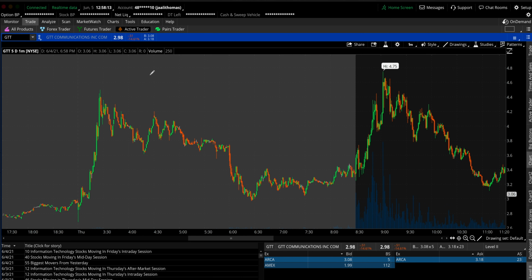So anything like this, I'm not looking to swing. I'm not looking to invest. I'm not looking to hold long term. I'm literally just looking to play the quick movement in and out. I'm gone.